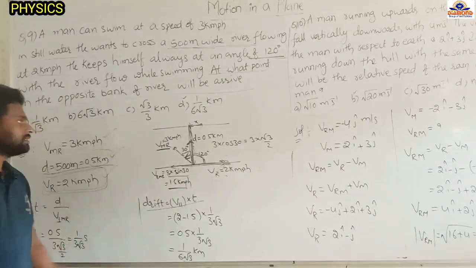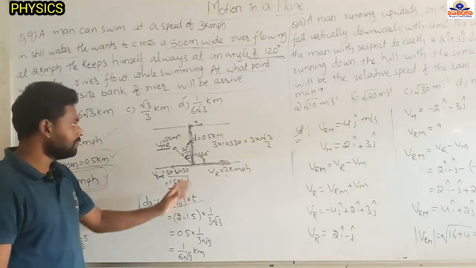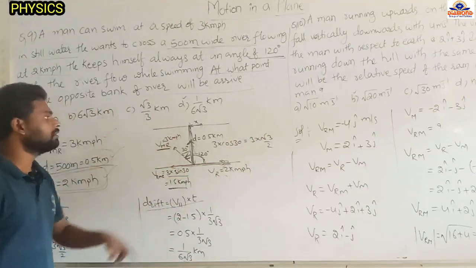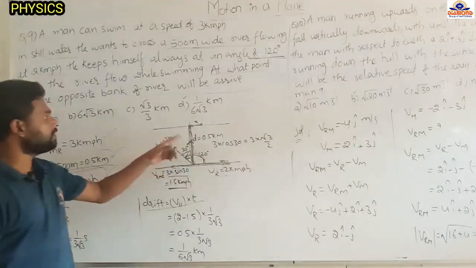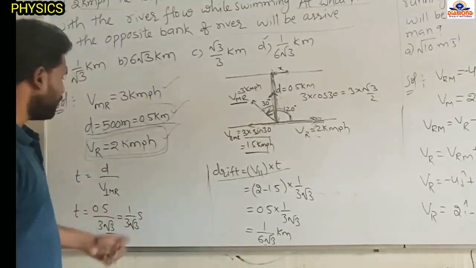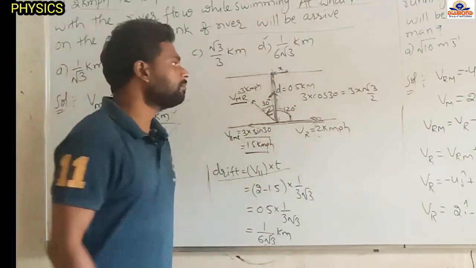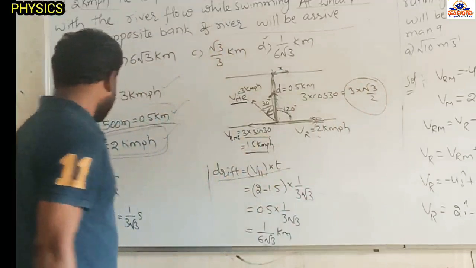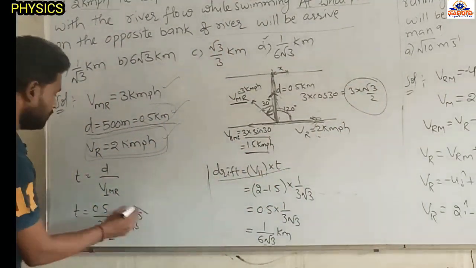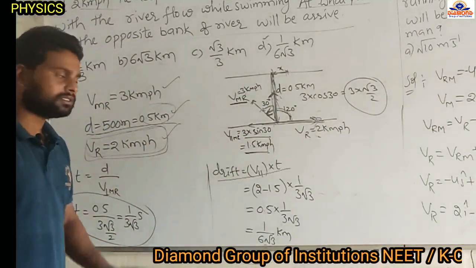So in the horizontal direction, the parallel component of this velocity is 1.5 km per hour. The perpendicular component of this velocity is 3 into root 3 by 2. To find the time to cross this river, we have to consider this velocity. Now distance is 0.5 kilometers and the velocity in this direction is 3 root 3 by 2. The 2 will go upside: 0.5 into 2, so 1 by 3 root 3 hours. That means to cross this river, it takes 1 by 3 root 3 time.